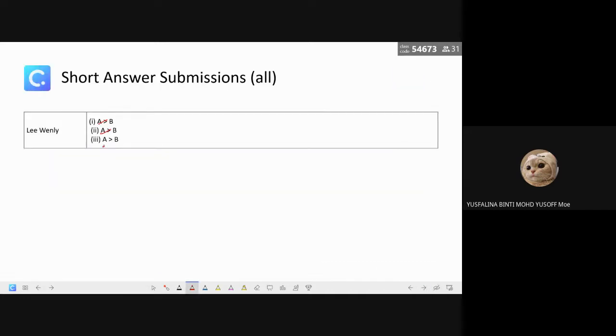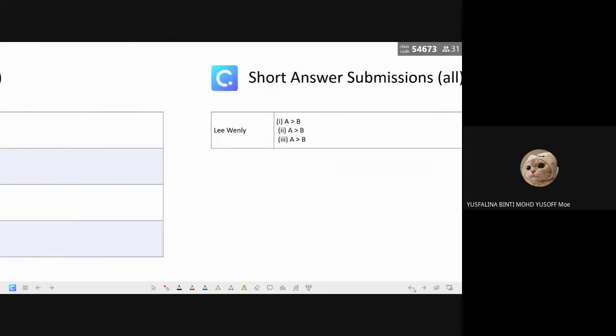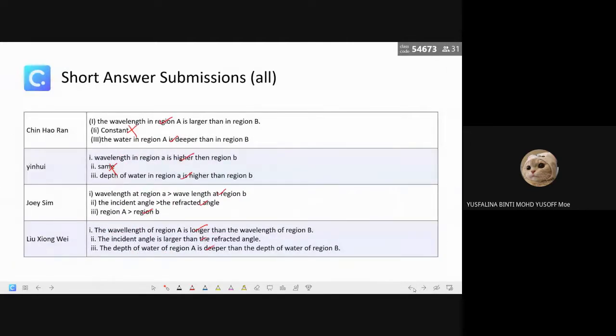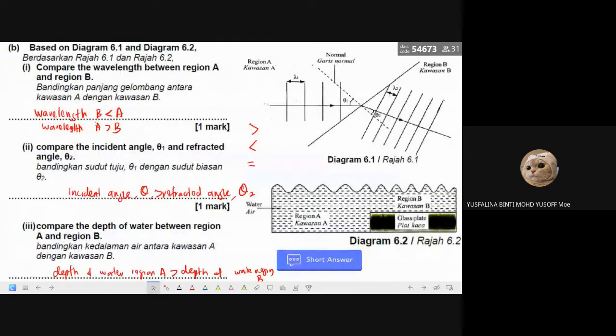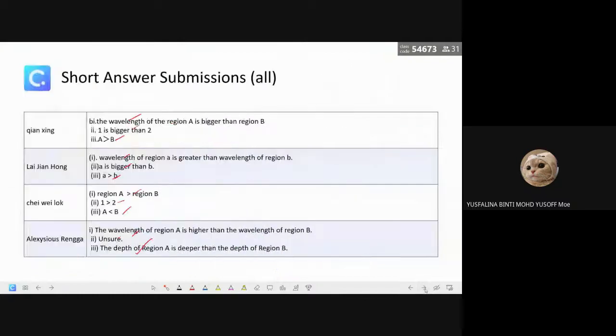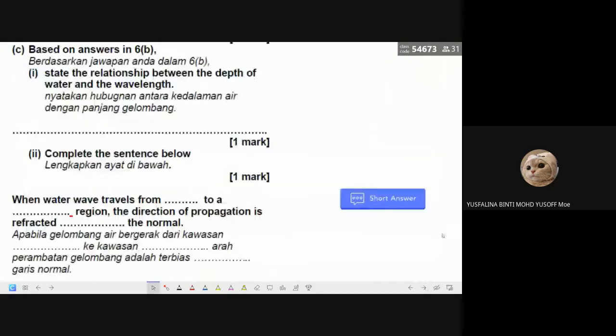We can just answer it like this also can. But later in the exam you have to put the words, meaning what is A. For example, wavelength of B is smaller than A. If you want to use a symbol, you still have to put the physical quantity, wavelength, time. Don't put just B is smaller than A. Put in the words. All right, so let's see the next one.